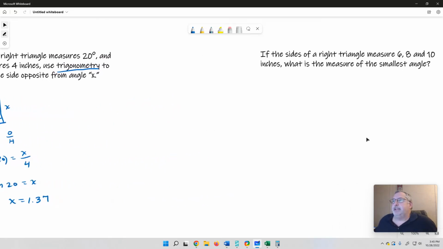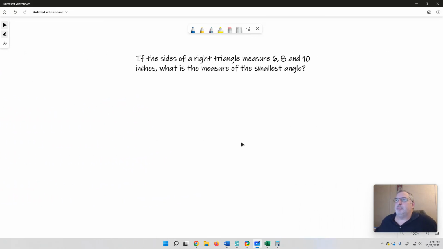Let's take a look at the second example. The second and third example really are the same problem, just finding a different angle. It says if the sides of a right triangle are 6, 8, and 10. Now this is really just testing whether or not you know how to place them, and then if you know how to use the inverse operation here. So 6, 8, and 10, if this is my right angle, I know this has to be 10. These two are interchangeable, but I'm going to put them like that.